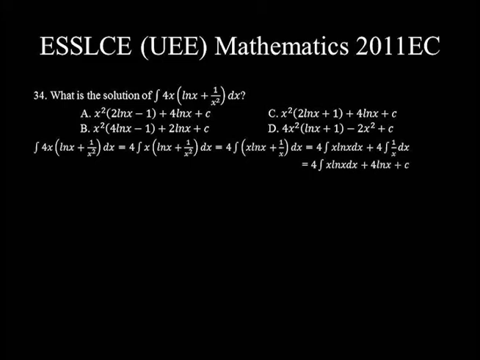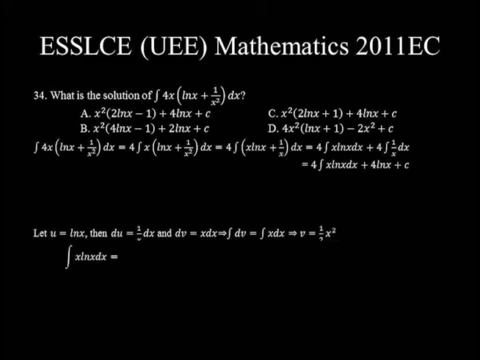Let's use integration by parts to solve for the integral of x ln x dx. Let u be equal to ln x, then the derivative of u is 1 over x dx, and let dv be equal to the remaining expression, that is x dx. The integral of dv is v, which is equal to the integral of x dx, which is 1 over 2 times x squared. So the integral of x ln x dx can be rewritten as the integral of ln x times x dx, where we substitute ln x by u and x dx by dv.